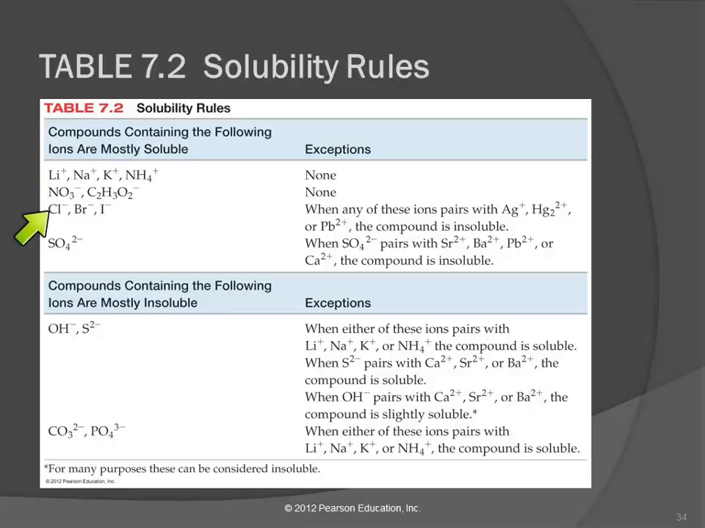On the top part, it lists ions that are generally soluble. Compounds containing these ions are mostly soluble. There are some exceptions. Now, for these first two rows, there are no exceptions. But here with chloride, bromide, iodide, if you have one of these ions paired with silver, Hg2 2+, or lead 2+, then that compound is insoluble. So the exceptions are listed on the right column, and the general rule is listed on the left. So these guys are generally soluble except for these situations.